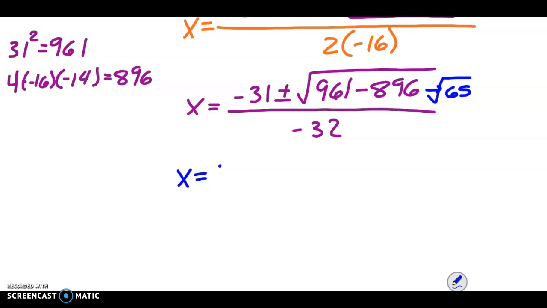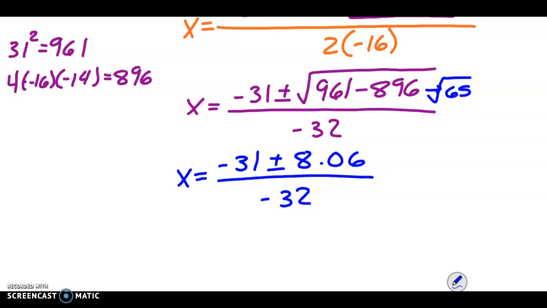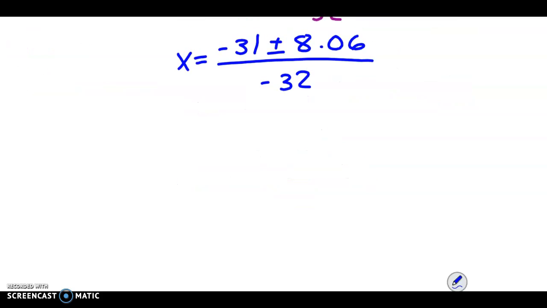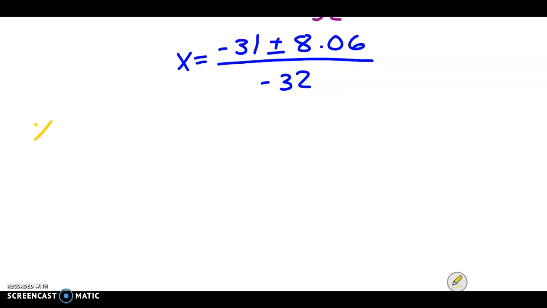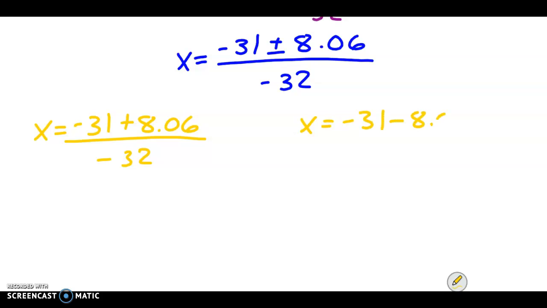So right now I'm looking at negative 31 plus or minus 8.06 all over negative 32. And this is when you're going to split this up into two different scenarios where you're going to add one and subtract the other. So now I've got x equals negative 31 plus 8.06 all over negative 32, and then I've got x equals negative 31 minus 8.06 all over negative 32.